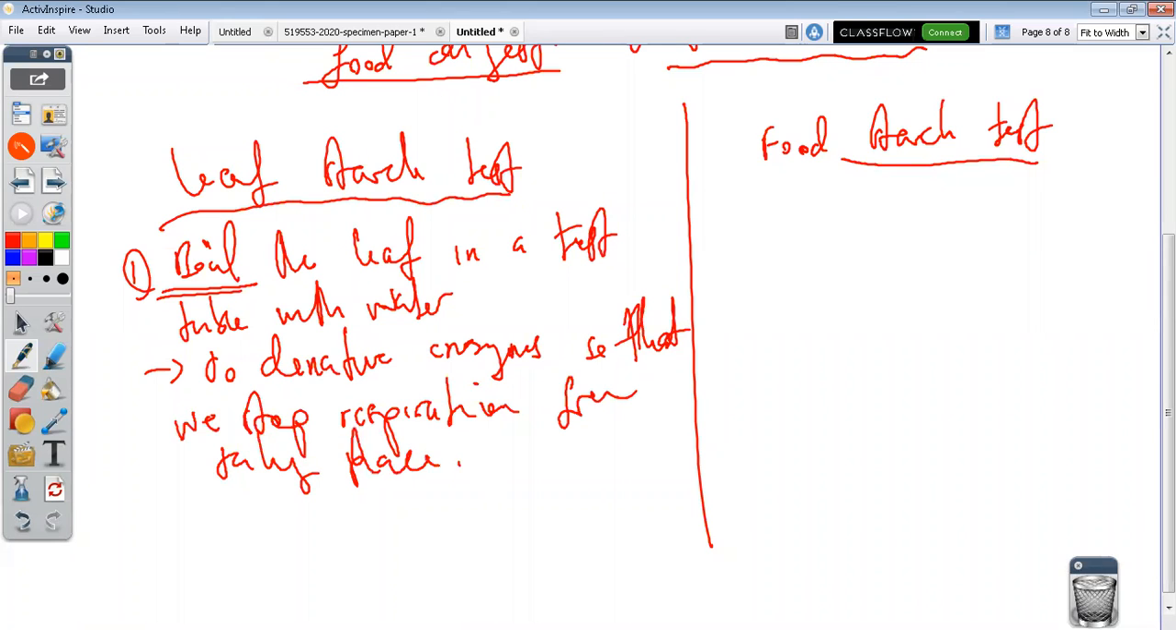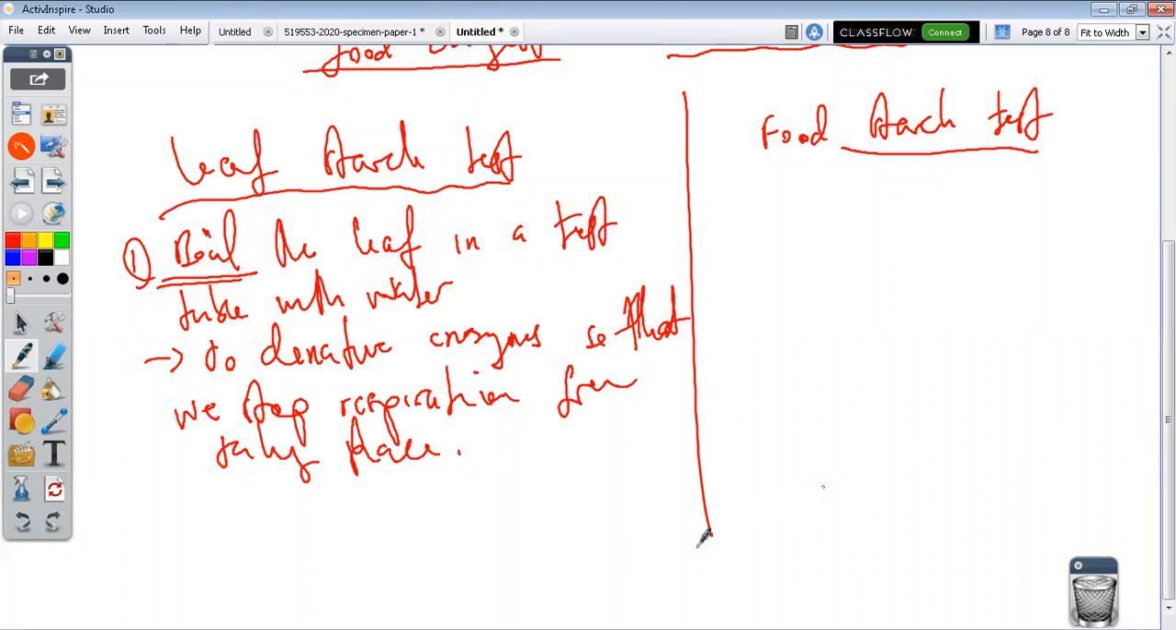That's why we do that. Are we together? Make sense? Yes, sir. Because if there is any starch, we want the starch to remain, because we want to test for starch. So we have to stop respiration because respiration uses up the starch. Remember, respiration works with enzymes. So we denature, we destroy the enzymes by high temperature.